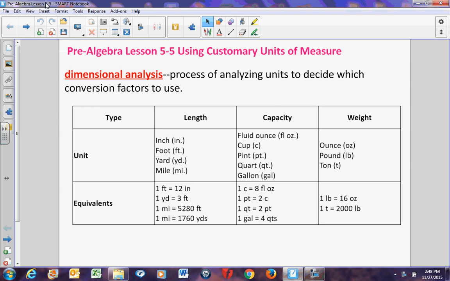Customary Algebra Lesson 5-5, using customary units of measure. One of the things we're going to do today is use dimensional analysis. That is the process of analyzing units to decide which conversion factors to use.